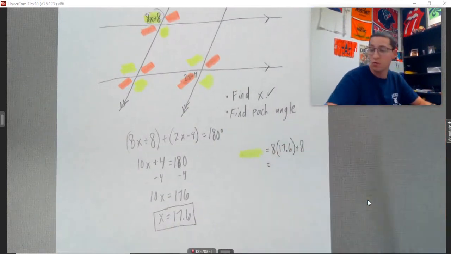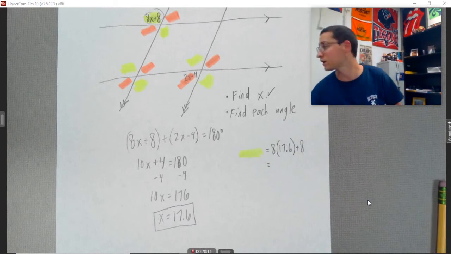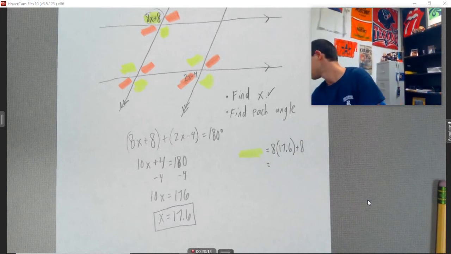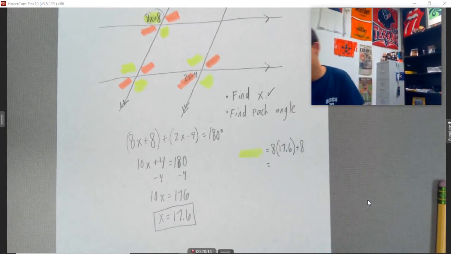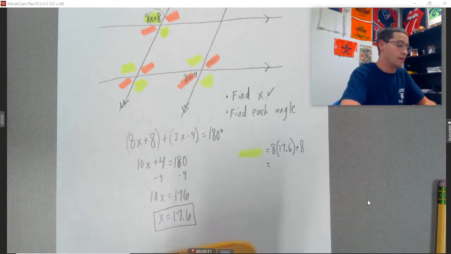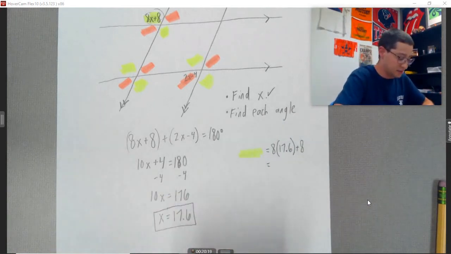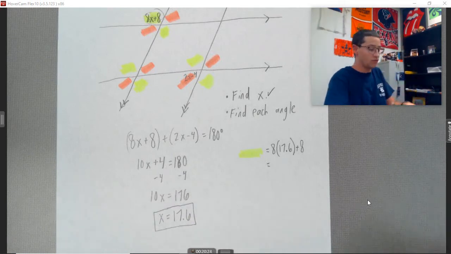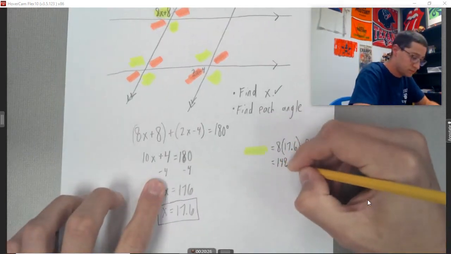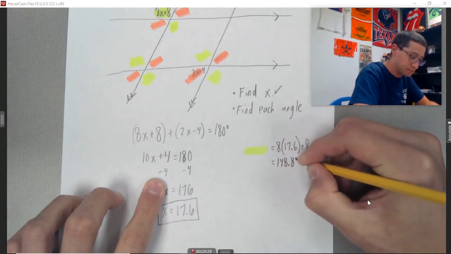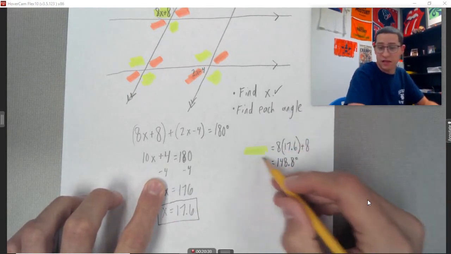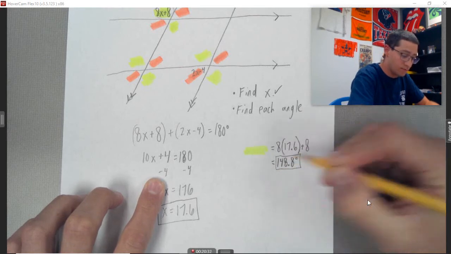All right, so we'll go ahead and get a quick calculator. And we've got 8 times 17.6, and then I will add 8. So I end up with 148.8. Okay, so that's all my yellow angles. All right, so I got one.